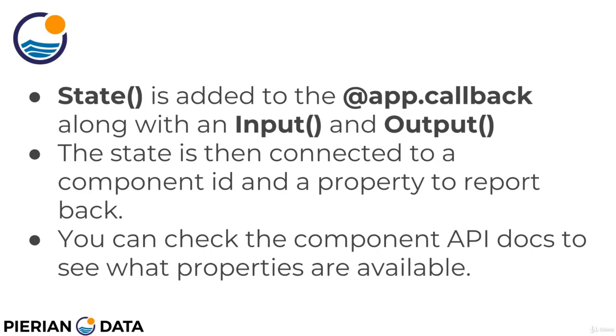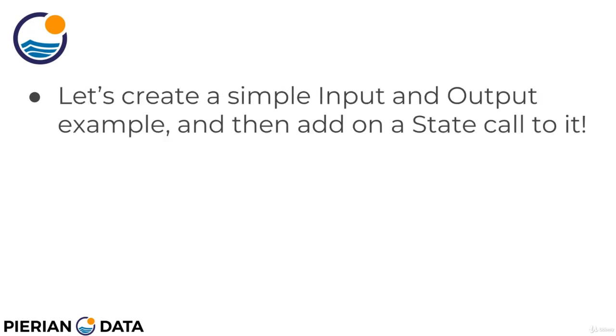So State is added to the app callback along with an Input and Output. And that's really the main implementation. It's just adding another thing to app.callback. And then that State, just like you did for Input and Output, is connected to a component ID and a property ID in order to report back. And you can check out the component API documentation to see what properties are available for the components. What we're going to do now is create a simple input and output example and then add on a State call to it. So let's get started by heading over to our text editor.